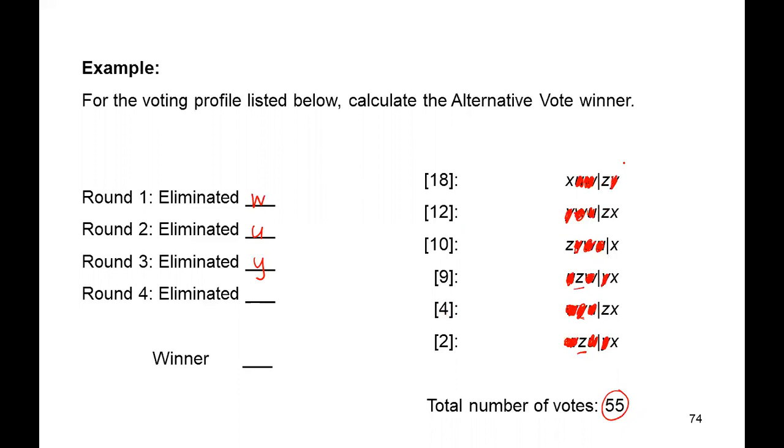This is X against Z. And you remember that except for the 18 voters, X was the last choice of all other voters. So Z gets 37 votes. X is eliminated with 18 votes. So Z is our winner according to alternative vote.